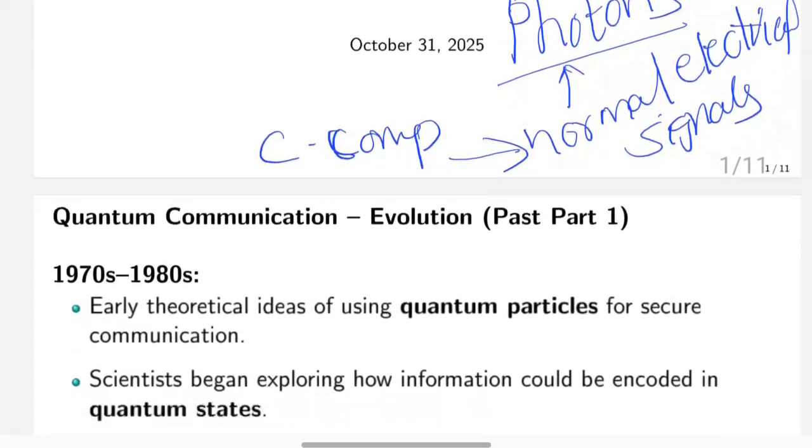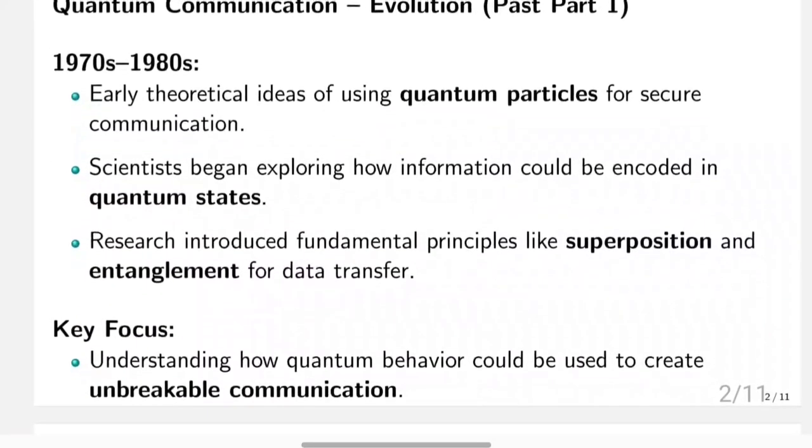Now moving on to one more slide, that is how quantum communication has evolved from the past. In the early 1970s and 1980s, scientists first started thinking: what if we use the strange behavior of quantum particles to send messages securely? From there, they learned that particles like photons could exist in special states called superposition and entanglement. These ideas were the foundation of quantum communication.